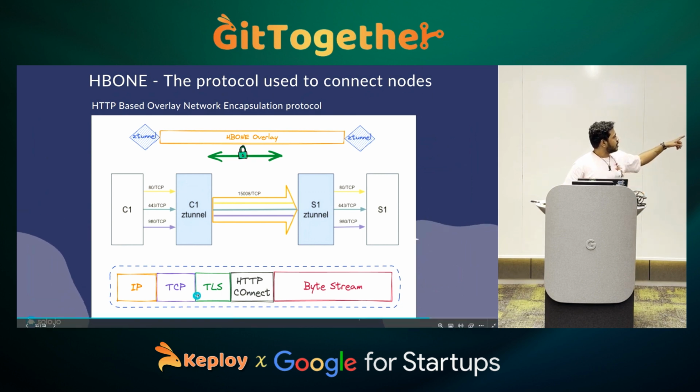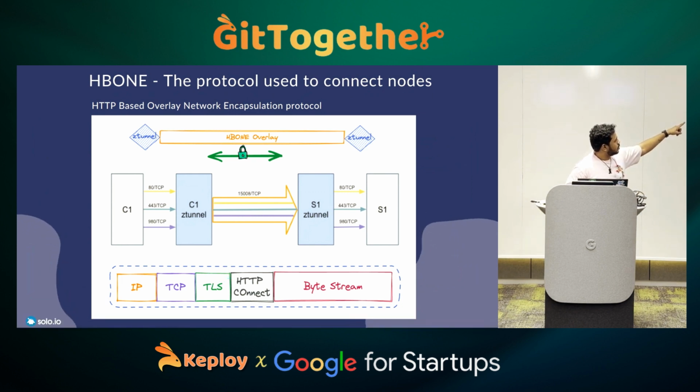And this is how the Edgebone overlay works, and it's called the HTTP based overlay network encapsulation protocol. It's a very long name, but basically, you can see the packet here, right? It's the IP, TCP, TLS, and it upgrades it to a connect protocol.